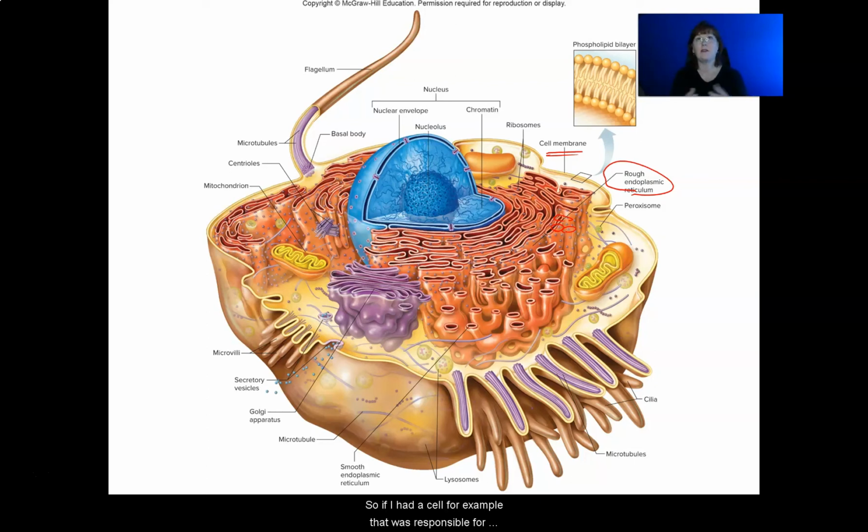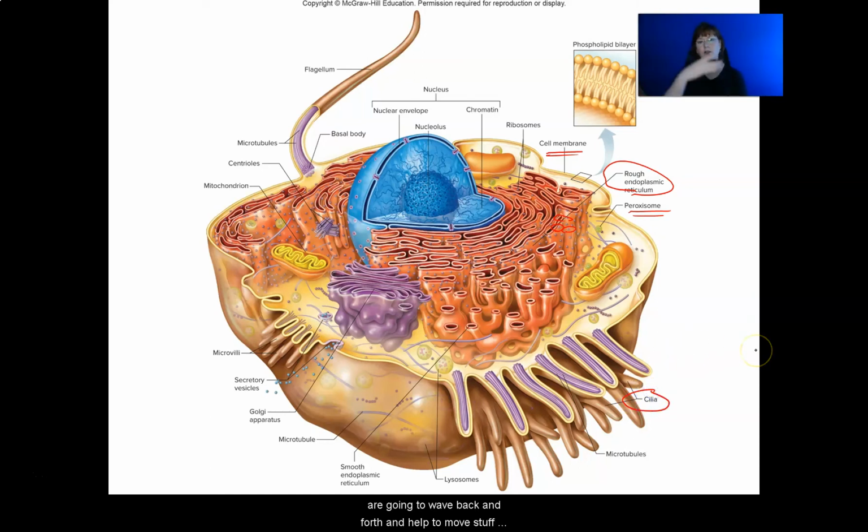So if I had a cell, for example, that was responsible for making a protein like insulin, then I might need to have more rough ER because I need to make a lot of insulin that I can then send out of the cell to get into the bloodstream. Peroxisomes are going to help break down specific types of toxins, in particular hydrogen peroxide that is produced as a waste product of other processes in the cell.